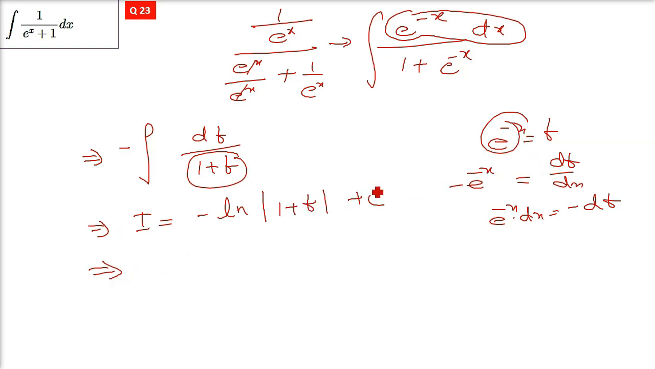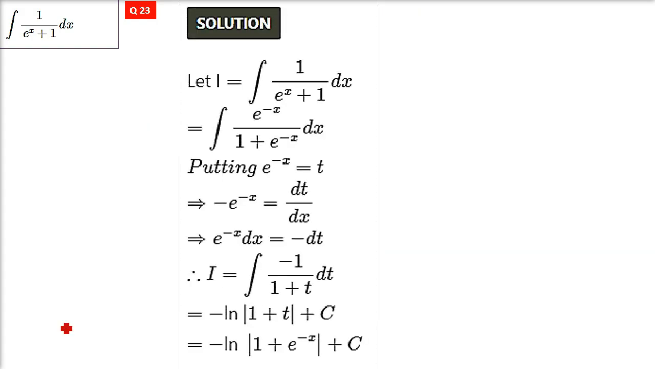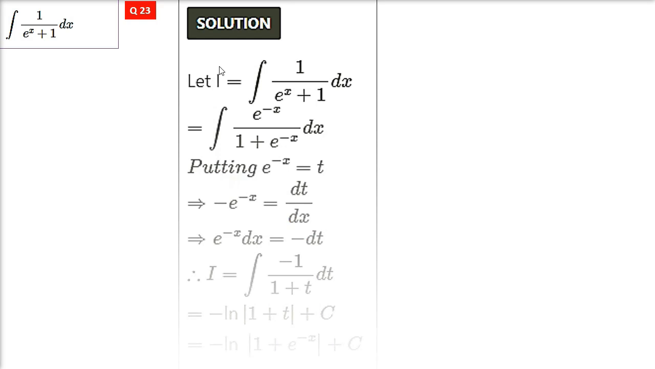Let's get back to our original version. The original version says e raised minus x was assumed to be t, which has to be replaced by us. T is e raised minus x, all other things remain the same. So this is the result we were talking about, and even if you want to write that formula which we studied in the previous question, that has to be put in here.